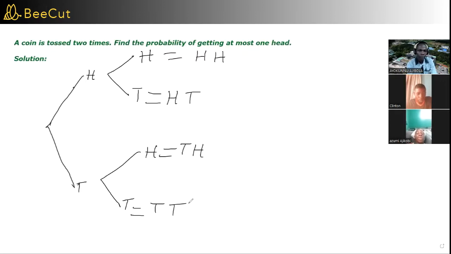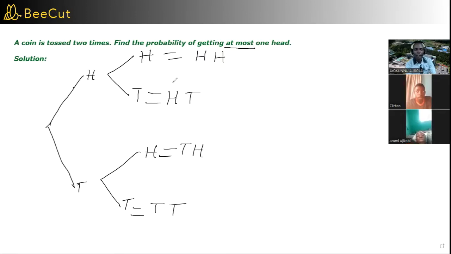Very good. So since we have 4 possible outcomes, the question asks us to find the probability of getting at most 1 head. What does that mean? More than 1? That should be 2. Wait. Find the probability of getting at most 1 head.